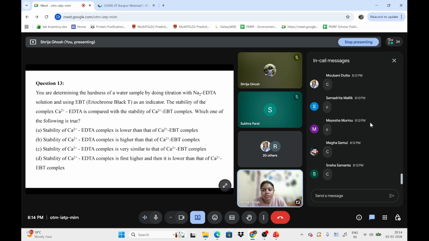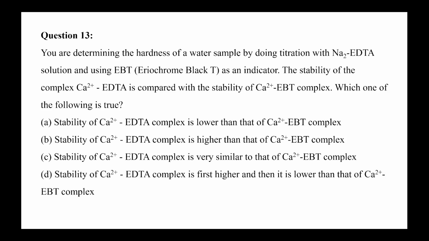Question number 13. You are determining the hardness of a water sample by doing titration with Na2 EDTA, or sodium EDTA solution, and using EBT, Eriochrome Black T, as an indicator. The stability of the complex Ca2+ EDTA is compared with the stability of Ca2+ EBT. Which of the following is true?